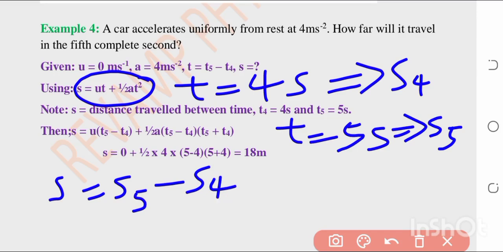Okay, with this we come to the end of this topic.